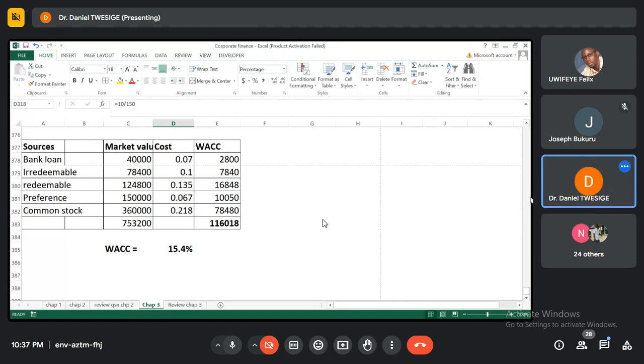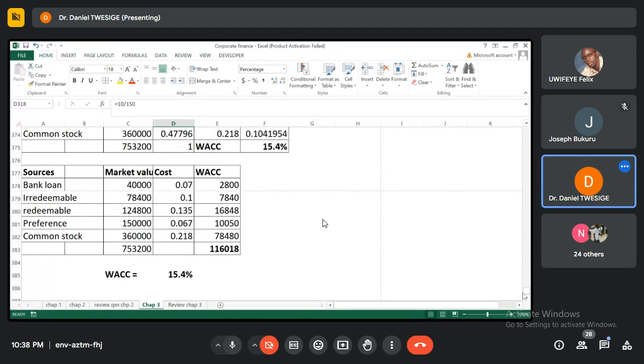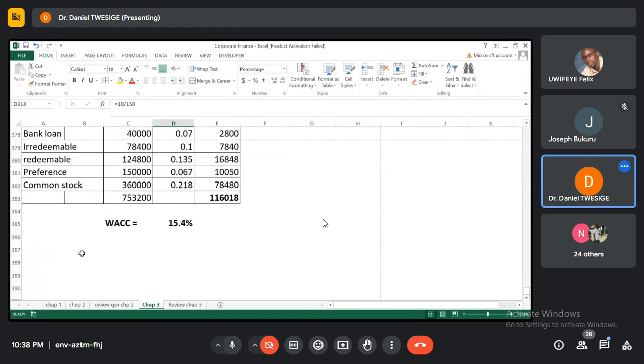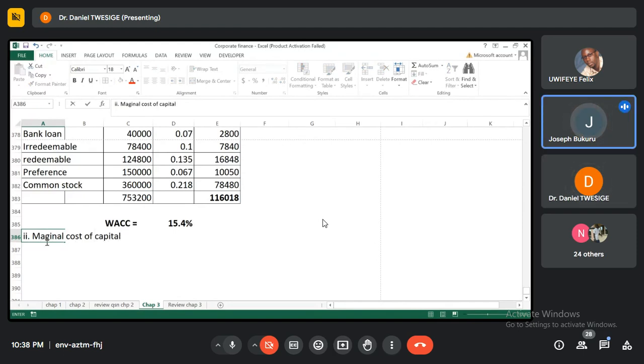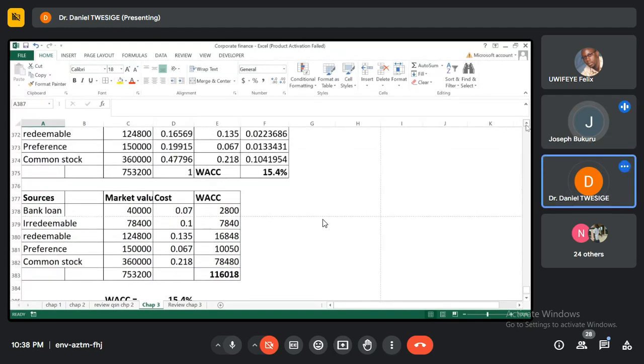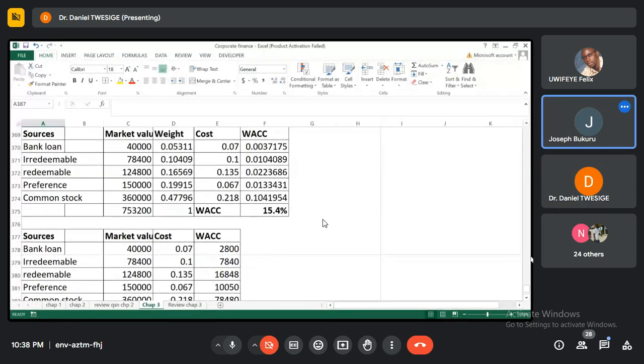Can you move on? I think the next part of the question, we are looking at the marginal cost of capital. Let us see, scroll up a little bit. Actually, to there. It's okay.